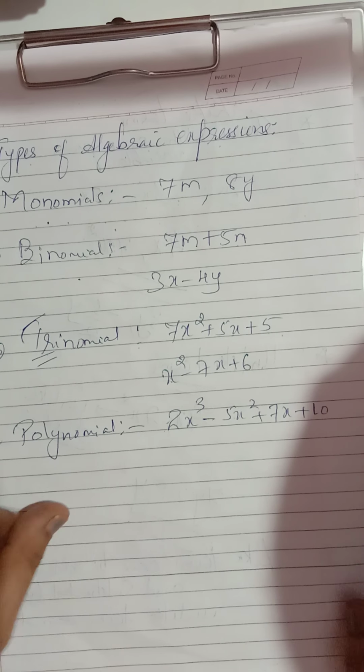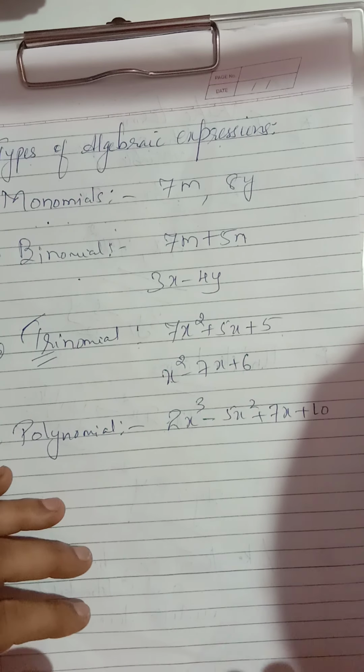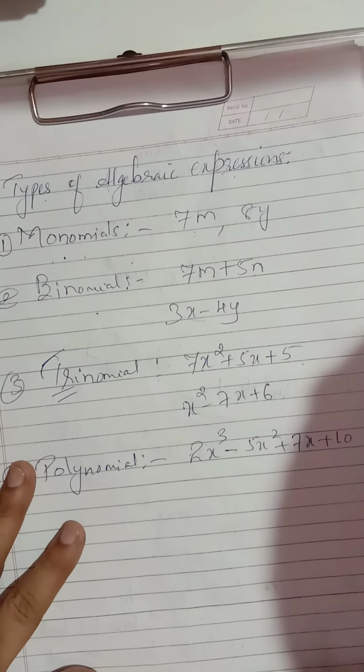Polynomial is nothing but an expression which has more than 3 terms, you can say. Okay, more than 3 terms. Now, the definition I will be sending you in the form of a PDF.